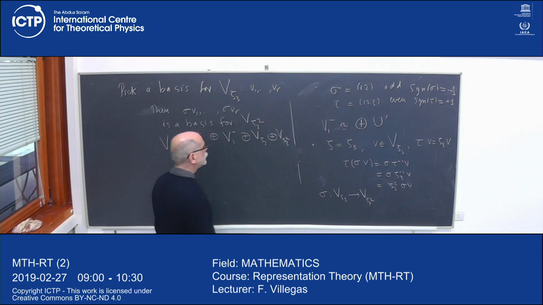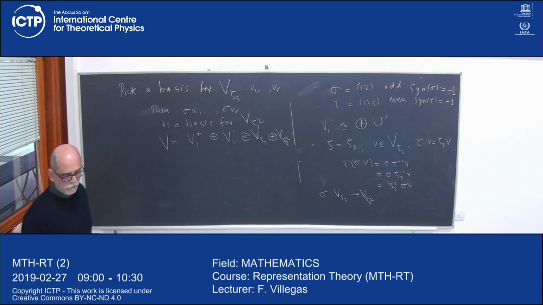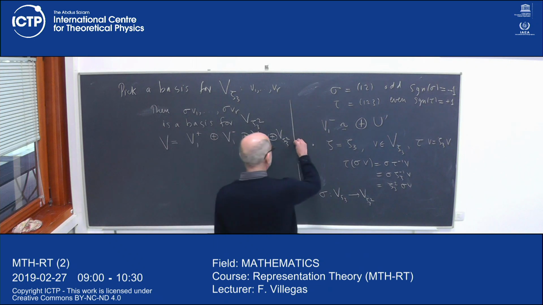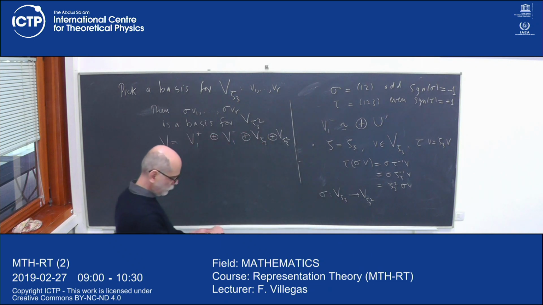Why sigma is injective? Sorry? Why sigma is injective? It's an invertible element. It's a linear transformation which is invertible. Yeah, all of these guys are invertible isomorphisms.